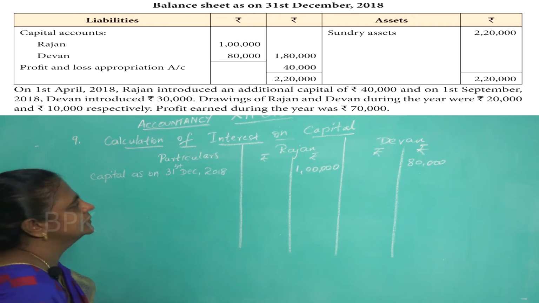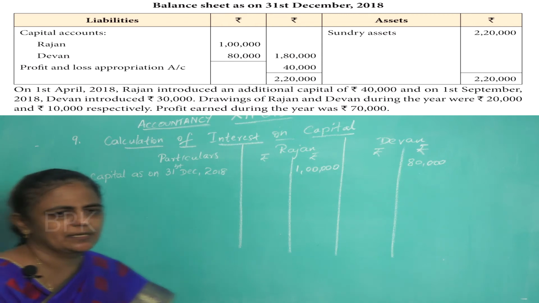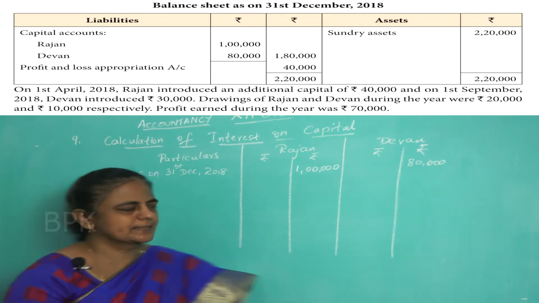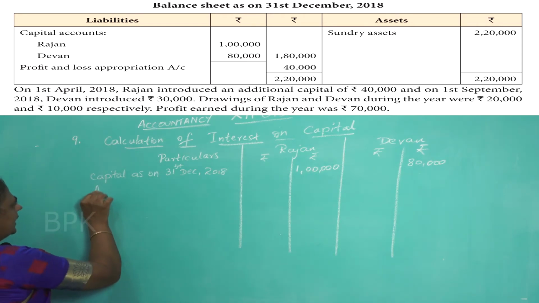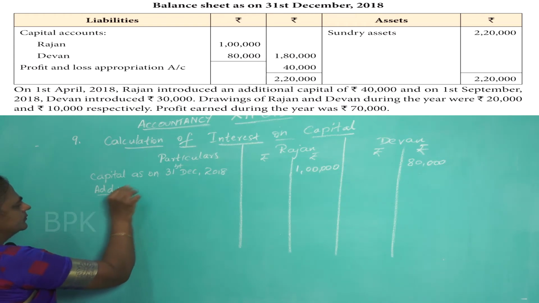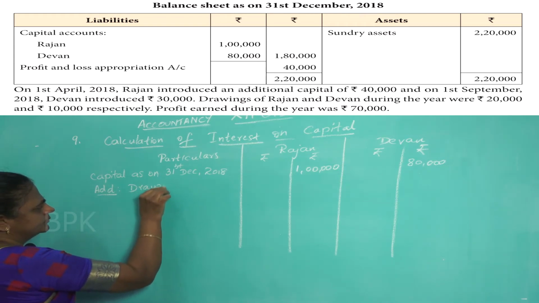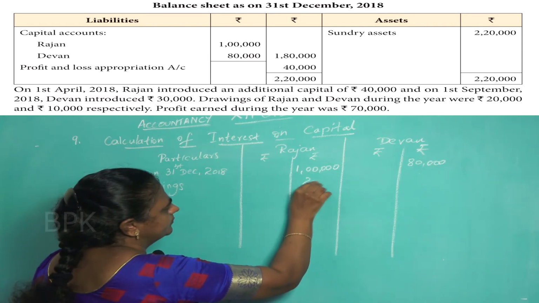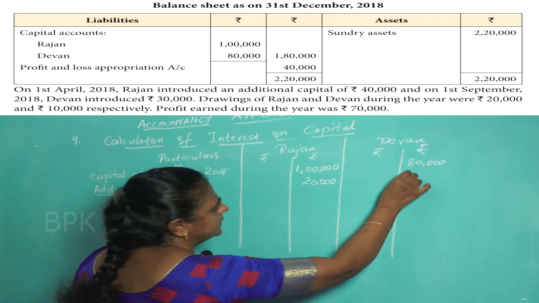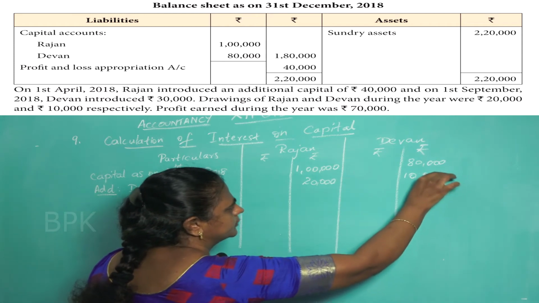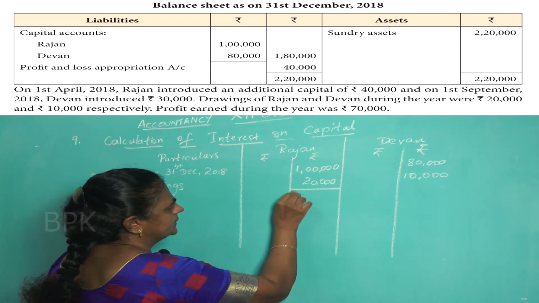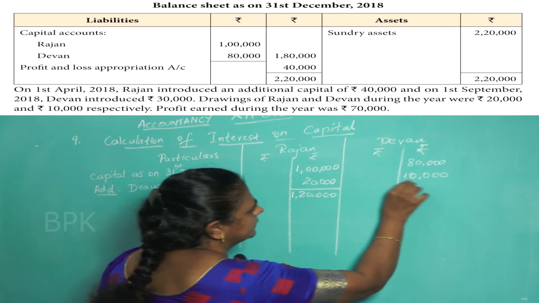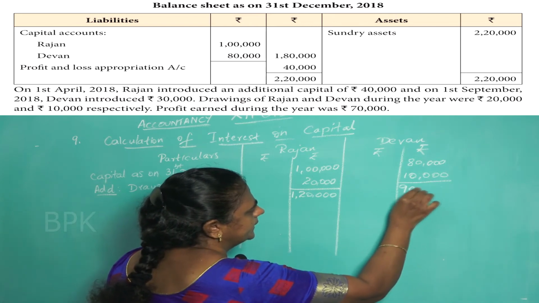With that, what is given in the question? Drawings. So capital at the end, add drawings. With this you add drawings. Drawings of Rajan is 20,000 and Devan is 10,000. So add both. So for Rajan it is 1,20,000 and for Devan it is 90,000.